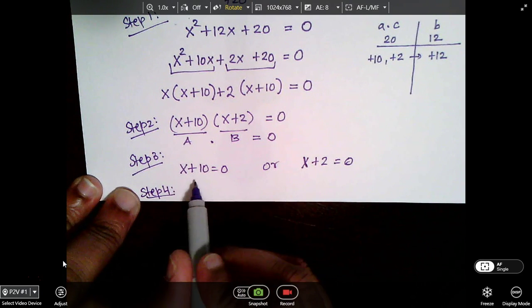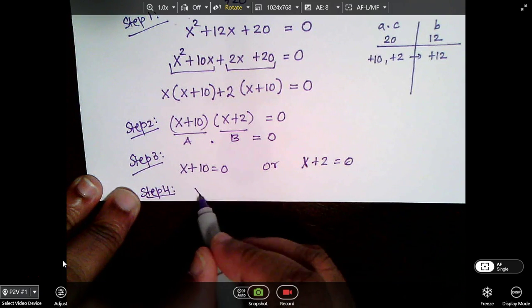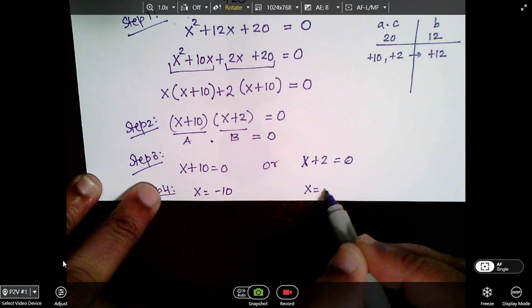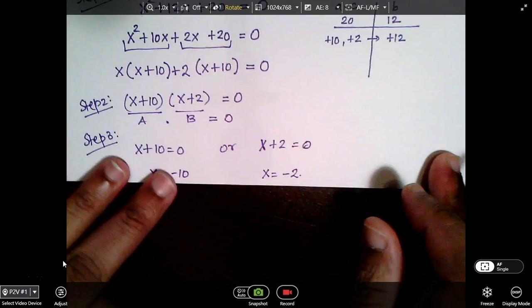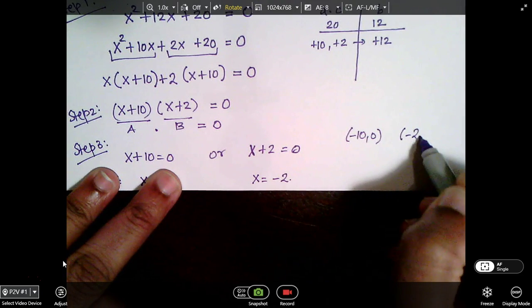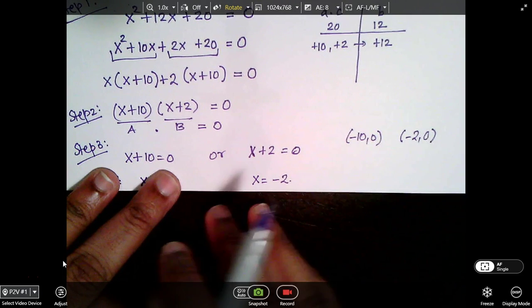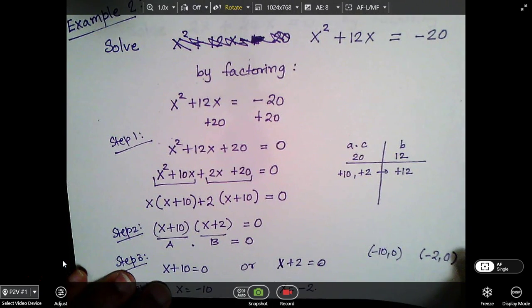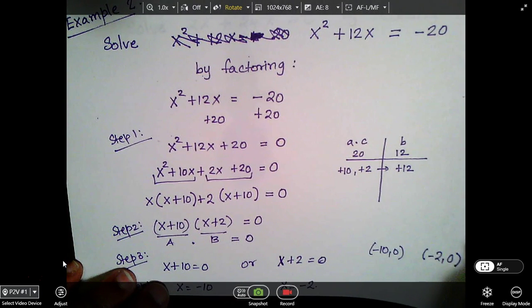When I solve for x, this equation will give you x as negative 10 and this equation will give you x as negative 2. So my two x-intercepts are negative 10, 0 and negative 2, 0. Alright, x-intercepts. I've solved the equation by factoring. So this is applicable only when I can factor my equation, right?